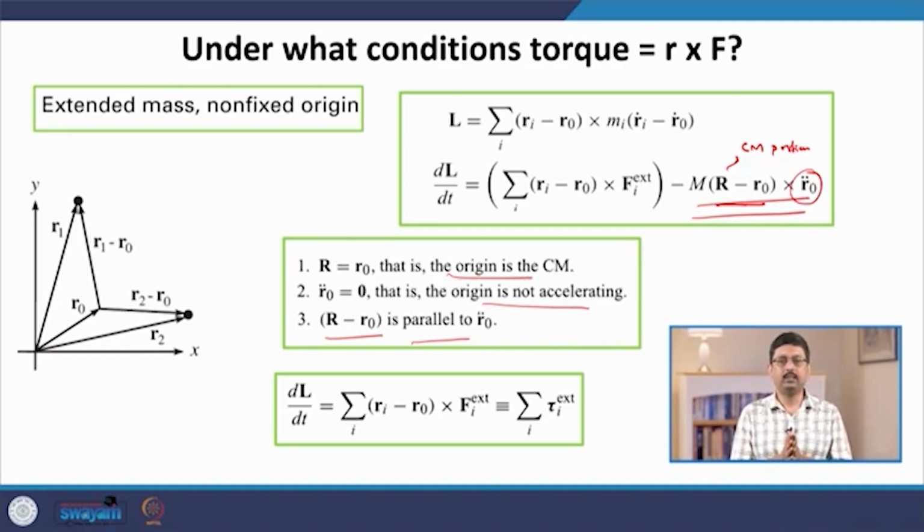So, to summarize, if you take an inertial frame, then we looked at the relation between the rate of change of angular momentum and torque. We found that in an inertial frame, the rate of change of angular momentum is equal to r cross F. But if we take a moving frame of reference, it is not true in general, and we discussed the conditions under which it is true.